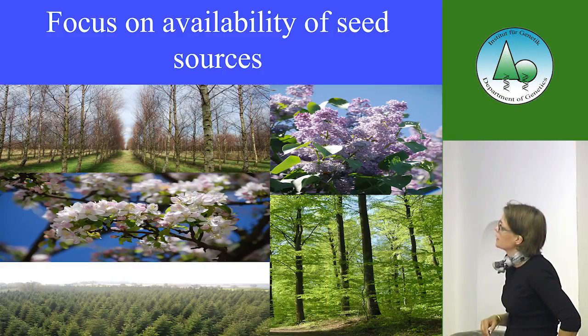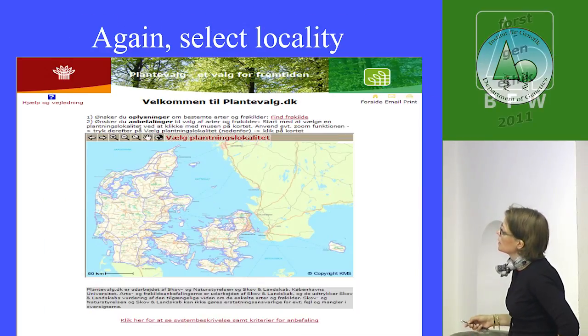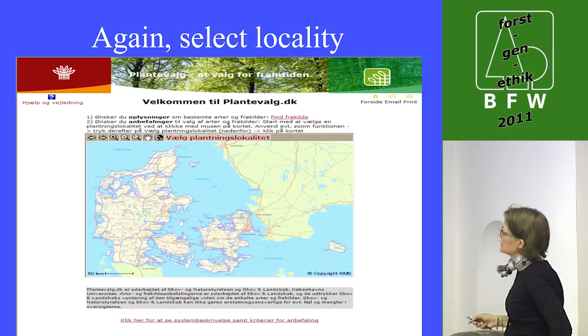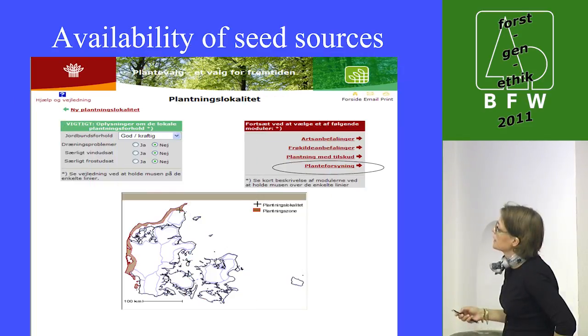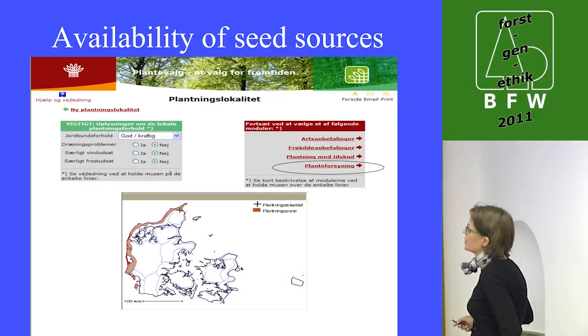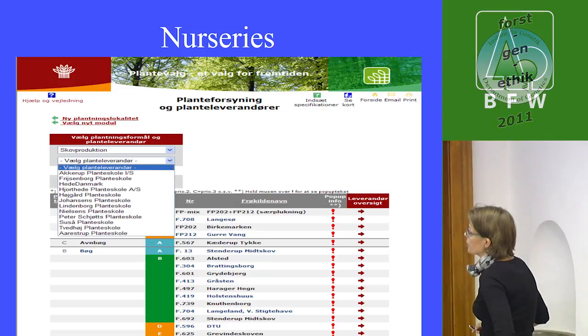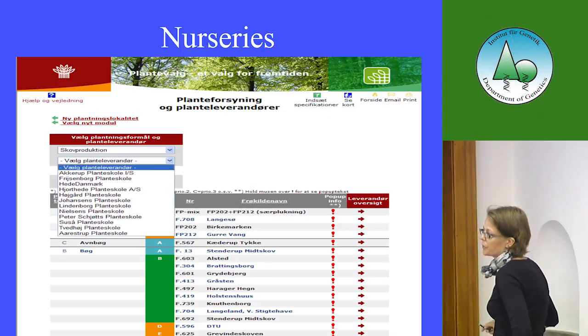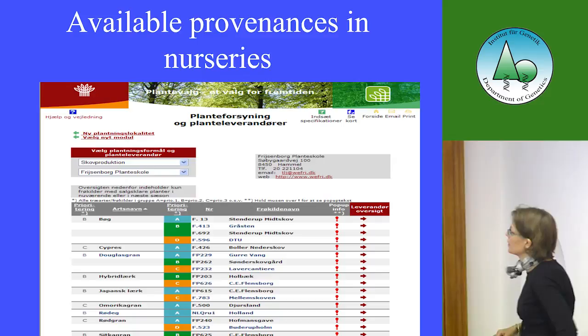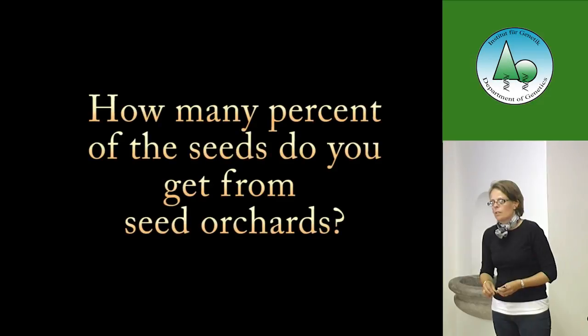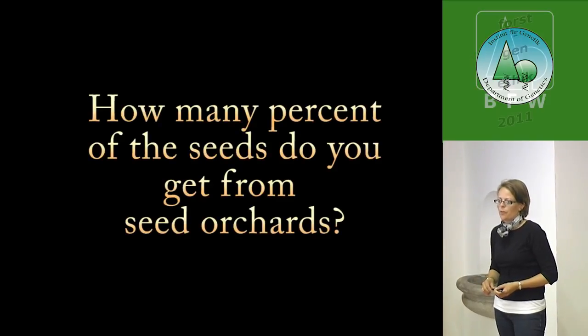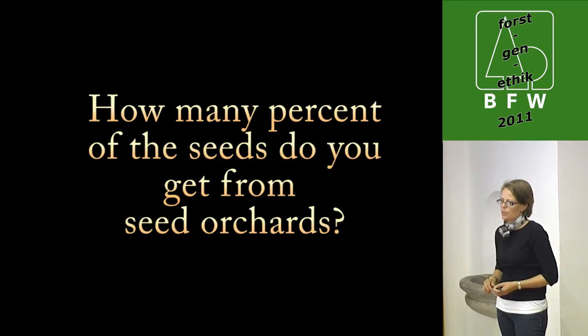And again, availability of the seed sources, you are asked again to select where to plant, and then you click here. And then you can say, okay, it's forestry, and you can go and you can find a long list of nurseries, and you can just select one of them. Depends on what species. For the forestry species, 95% from seed orchards.